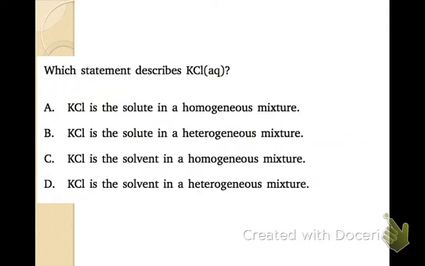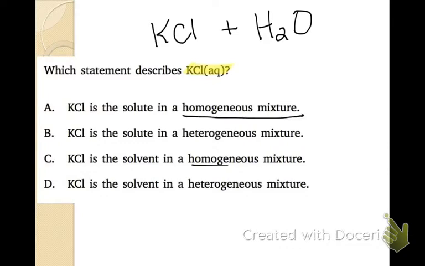Which statement describes KCl, aqueous? Okay, so cue in on that aqueous or AQ. And we know it's going to be KCl and water. So now we need to go back to the terms from before. We know it's aqueous, so it's going to be a homogeneous mixture. It's going to be uniform all throughout. So if it's homogeneous, we'll get rid of B and D.